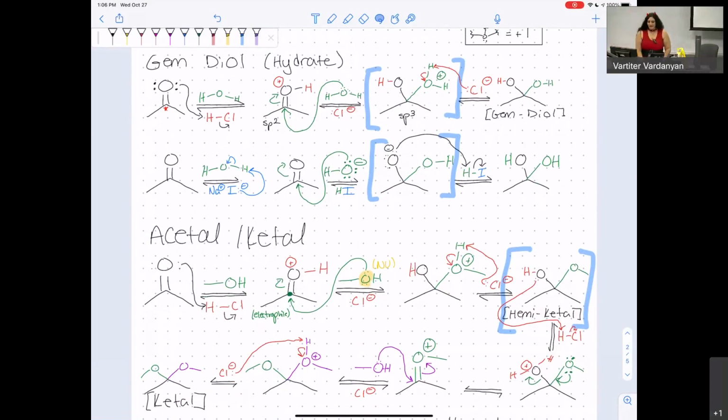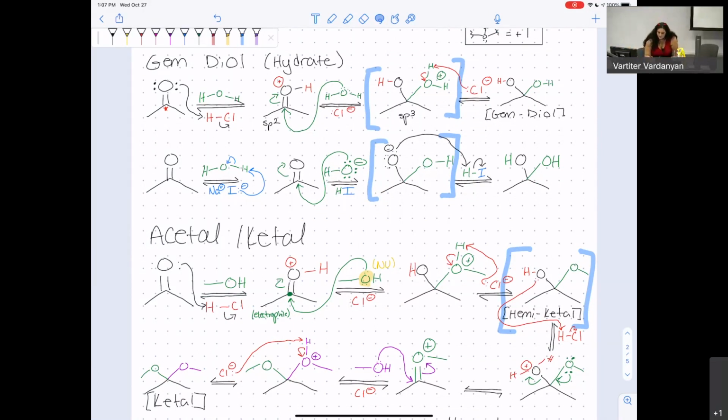There we go. Okay, so as promised last time, I paid attention to what Dr. West was doing in class, and there were a couple notes we had to fill in for the gem-diol reaction. So we're gonna do that first, and then we're gonna move on.